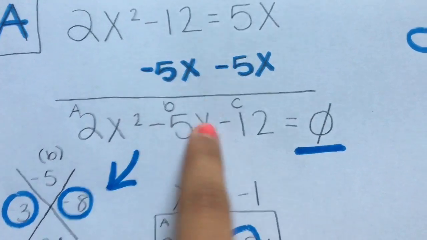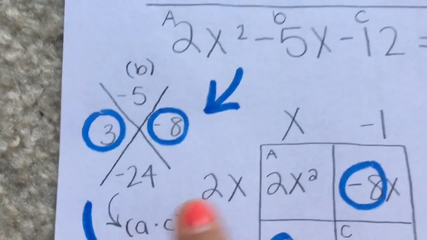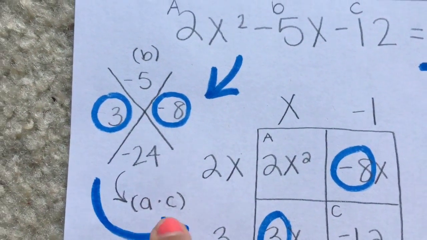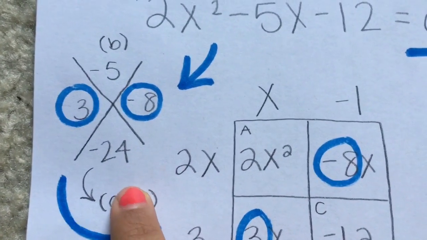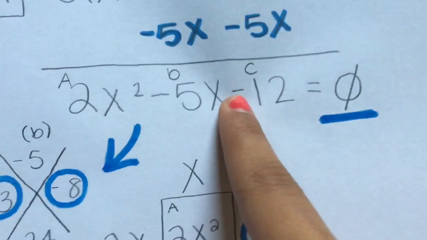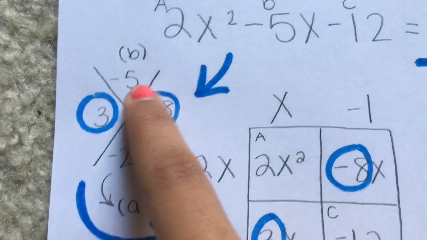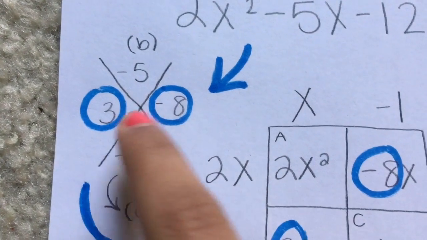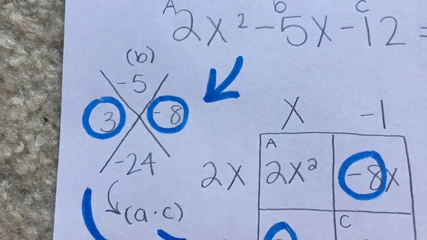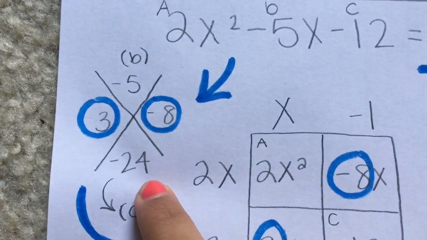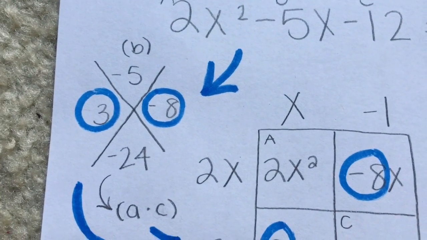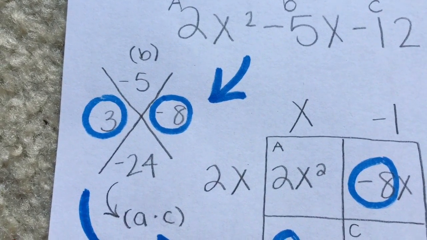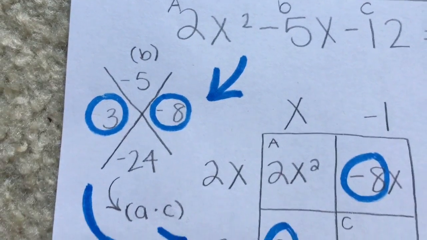Then I labeled A, B, C, and from there I made an x, and I did A times C, which is A and C, and it got me negative 24. And then I got the B, and I put it up top. And then these two, you have to pick two numbers that multiply to get the bottom number, but add up to get the top number. So negative 8 times 3 is negative 24, and negative 8 plus 3 is negative 5.